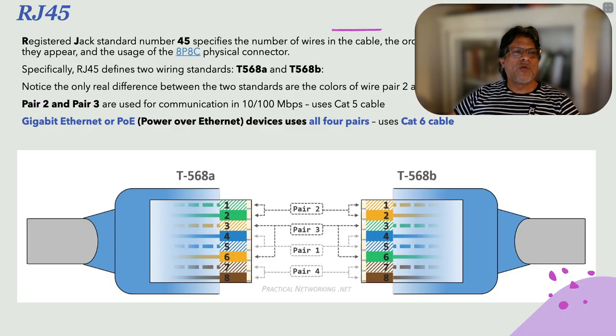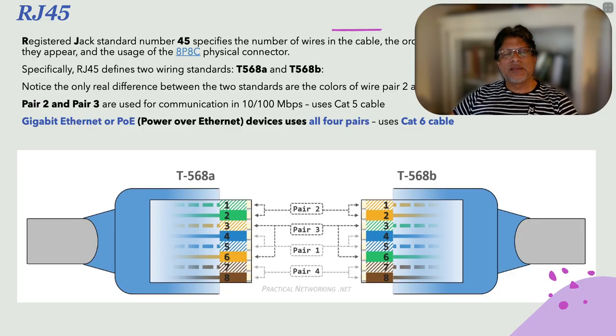So let's go over this process here. Notice that the only difference between the two standards is the colors of pairs 2 and 3. So those are different. And pairs 2 and 3 are used for communication in 10 Base-T, or 10 megabits per second, or 100 Base-T, which is 100 megabits per second. That's a category 5 cable.